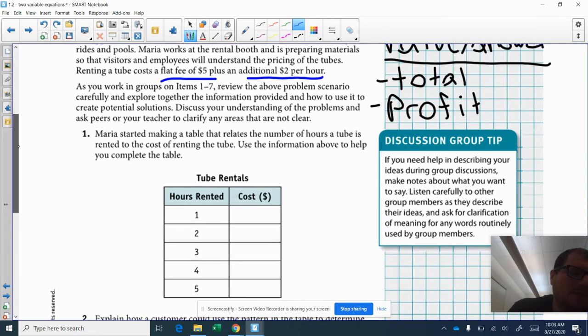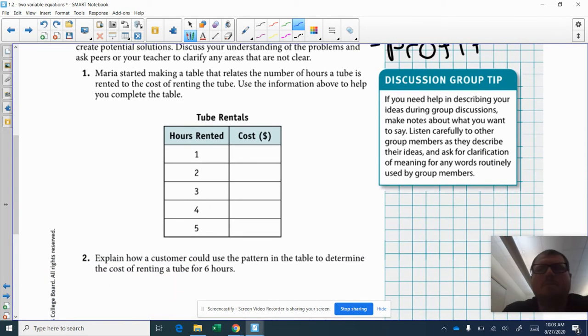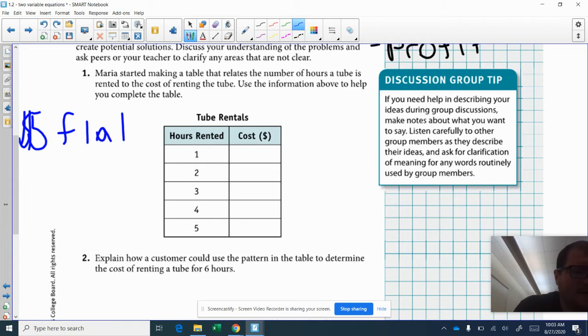So when we're building this chart, we have to think about how much money we are spending based on the hours that we're spending at this water park. Well, we need to use these two numbers to help us out. First off, we have a $5 flat fee.